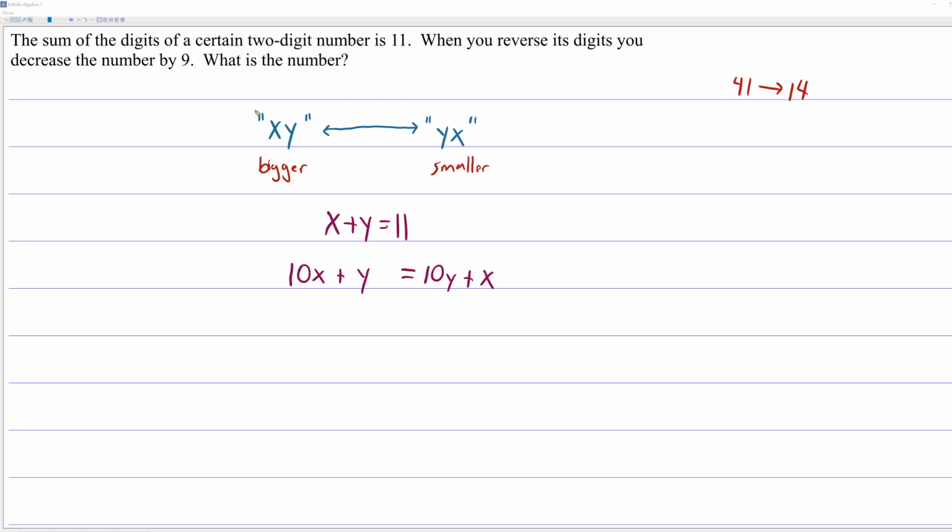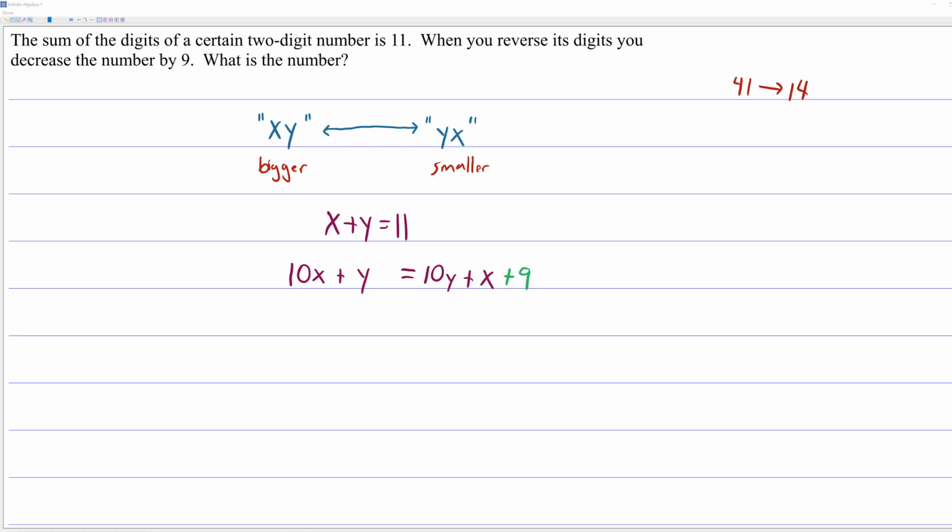When you reverse the digits, you decrease the number by 9. So the difference between the value of the original number and the value of the reversed number is 9. And since the reversed number is smaller, I know that the right-hand side is smaller by 9. So to make up that difference, I'm going to add 9. And now this equation is true: 10x plus y equals 10y plus x plus 9.